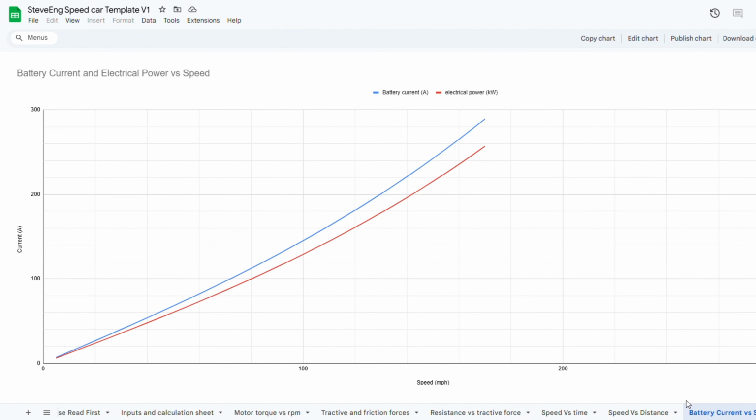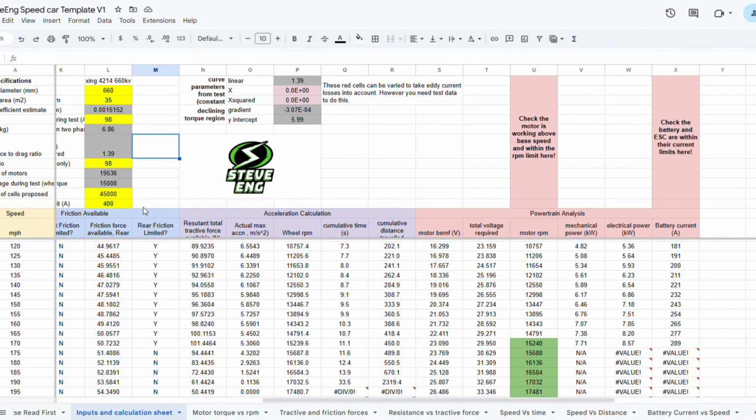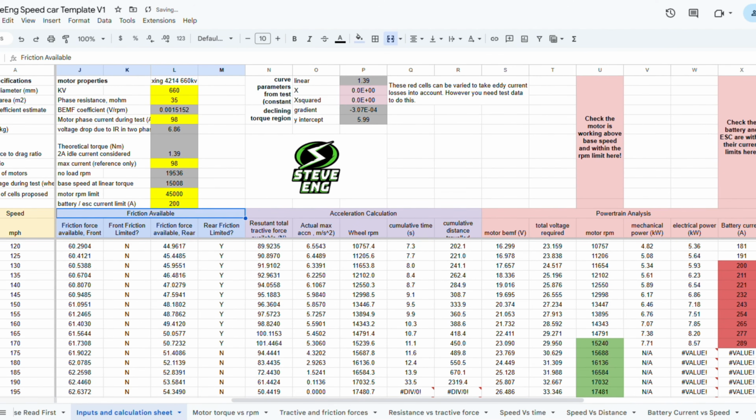And then finally I've got a plot of battery current versus speed and electrical power, so we can check where we are against the limits of our powertrain. Talking of which, we can also do that in the calculation sheet itself. So I've got it set up, so say for example I had a 200 amp powertrain limit, it's going to highlight the cells in red where it goes above that, so we can see that above 130 miles an hour we're going to be into that limit.